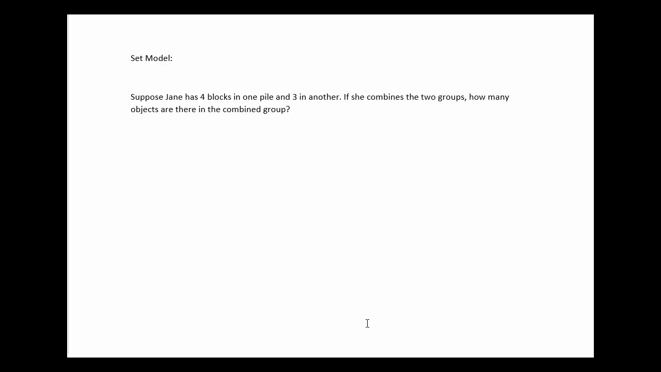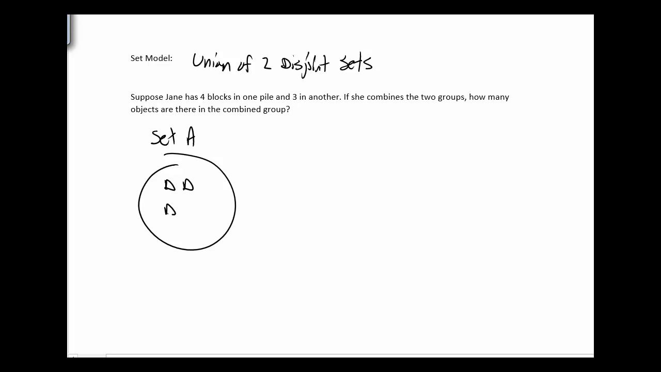Okay, in the set model, we're going to look at the union of two disjoint sets. Okay, now in other words, that means we're going to draw pictures representing the numbers and combine them together and look at the total. So suppose Jane's got 4 blocks in one pile and 3 in another. Okay, so that means we've got two sets. In set A, we have 4 blocks, and in set B, we have 3 blocks. Okay, and I want to combine those together.